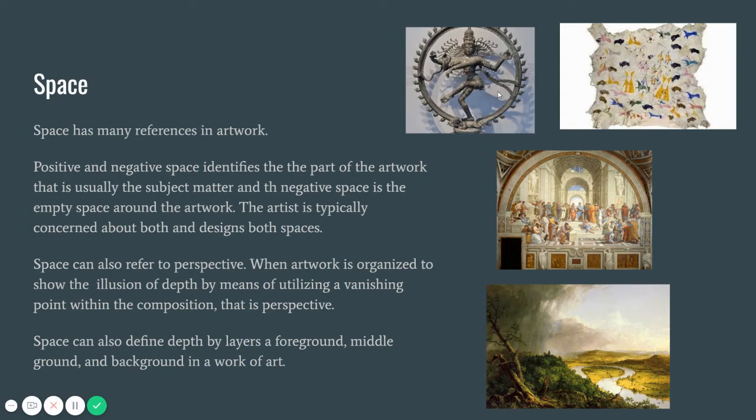Okay, the next type of space is about perspective, okay? And perspective is a way to create an illusion of depth. And they do this by kind of a mathematical means, by having a vanishing point and working your lines in the artwork so that they all kind of angle towards the same vanishing point.